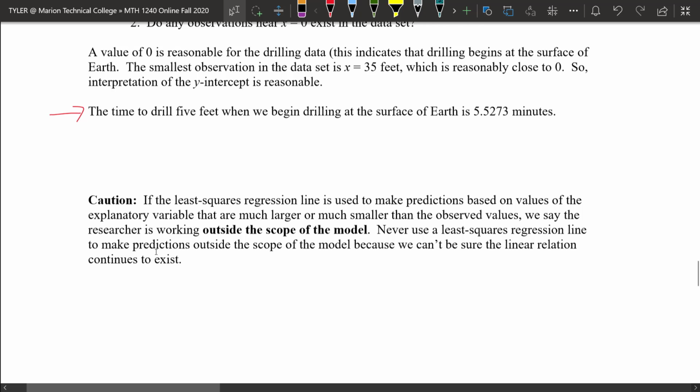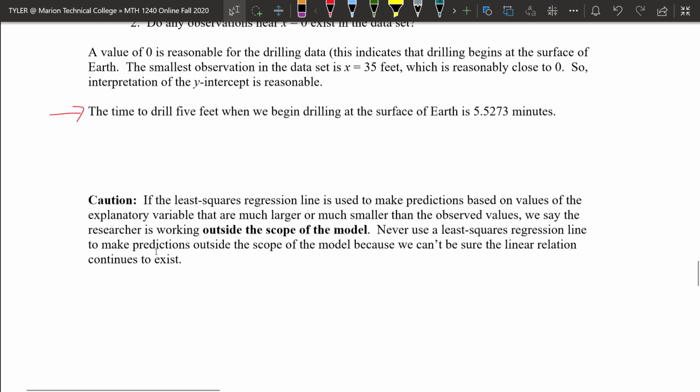Right. So then we have a caution here. If the least squares regression line is used to make predictions based on values of the explanatory variable that are much larger or much smaller than the observed values, we say the researcher is working outside of the scope of the model. So you should never use a least squares regression line to make predictions outside the scope of the model, because we can't be sure the linear relation continues to exist, right?